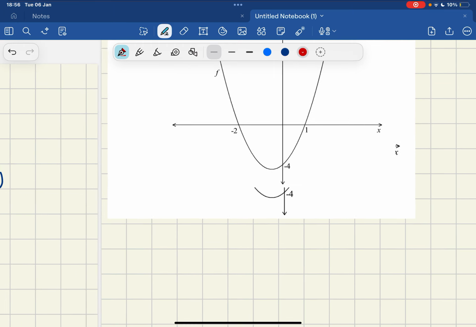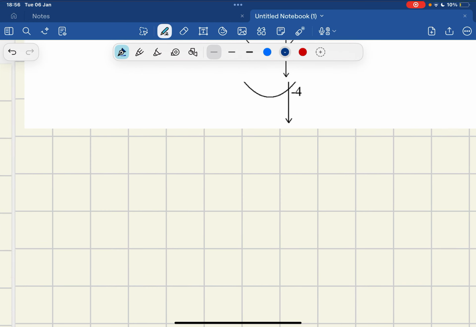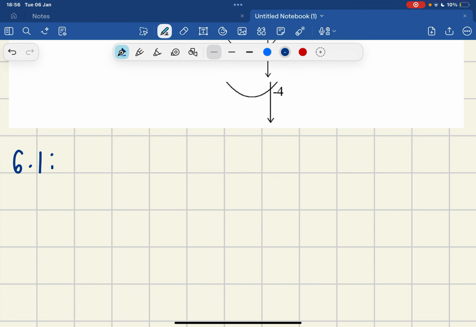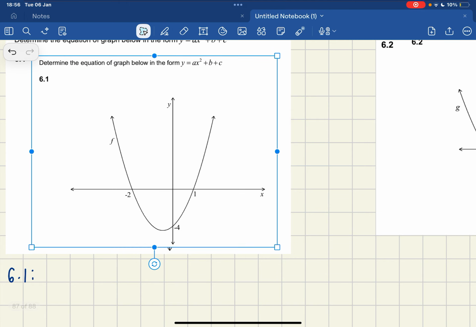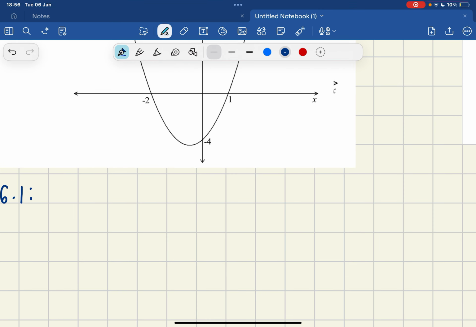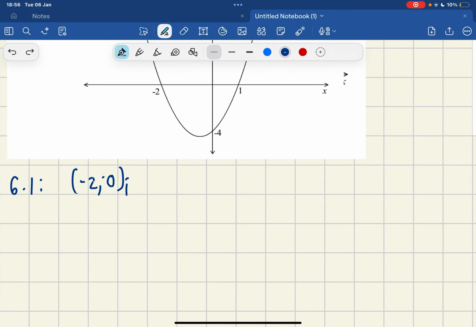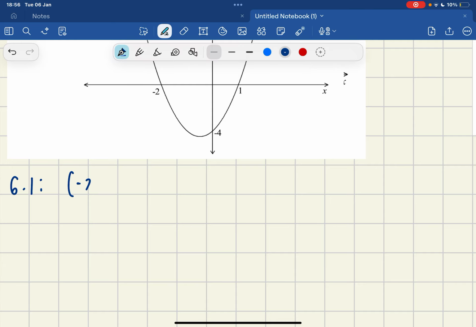Let's quickly tackle question 6.1, boys and girls. It essentially speaks to finding the equation of these graphs. Let's see what we're given. Here we're given two points. We're given the point (-2, 0), and the point (0, -4).